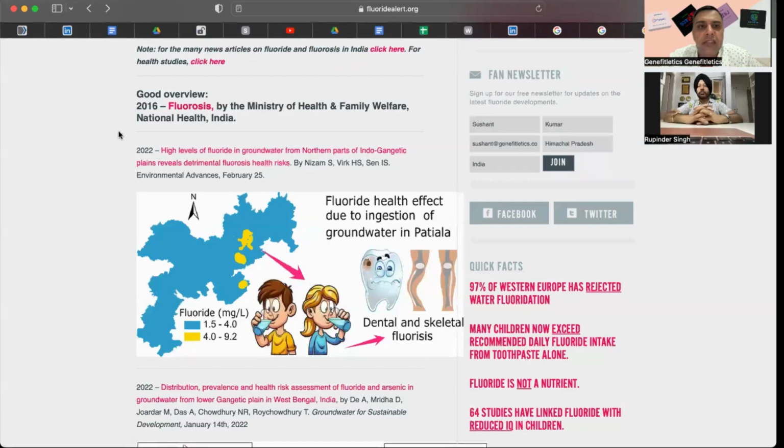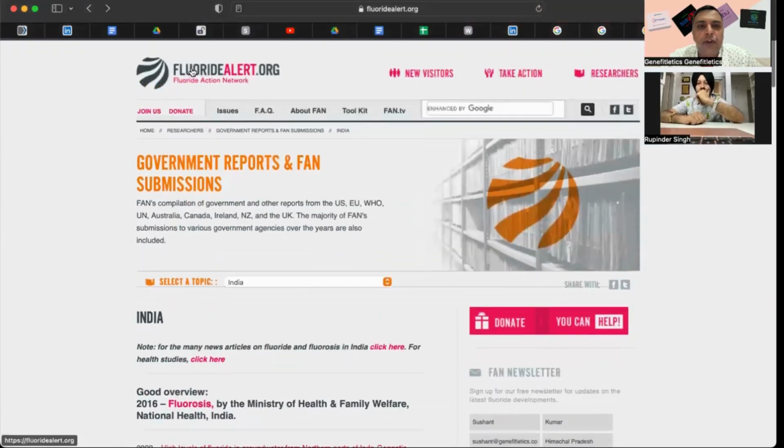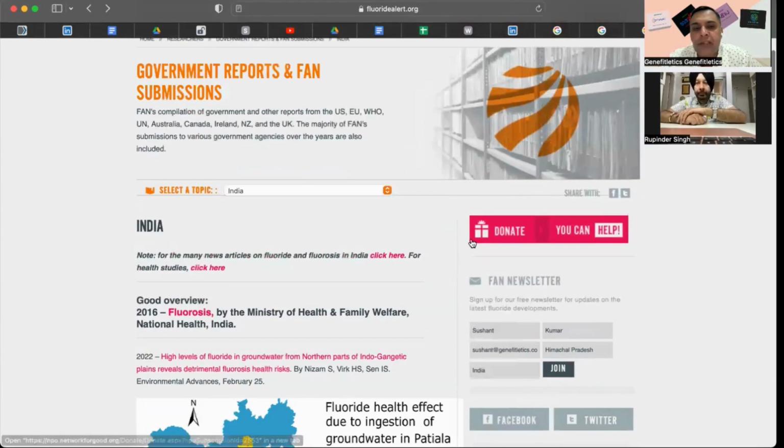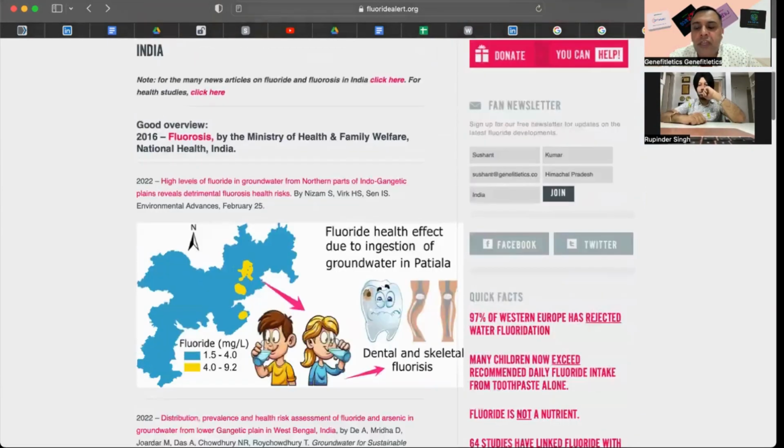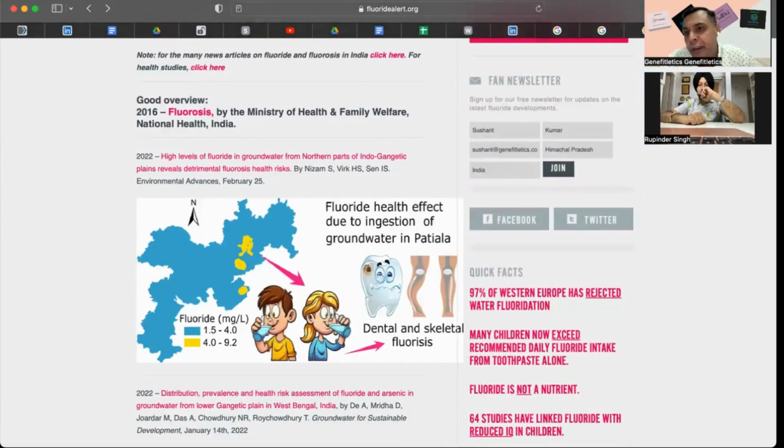Let me share one screen. So if you see, this is the Fluoride Action Network, and I'm talking about the Indian page right now. Here, if you see, fluoride is not a nutrient, it's an anti-nutrient. It is found in water, in groundwater, especially in Punjab and Haryana, where there's a lot of fluoride in the groundwater, which is impacting dental health and skeletal health, right?